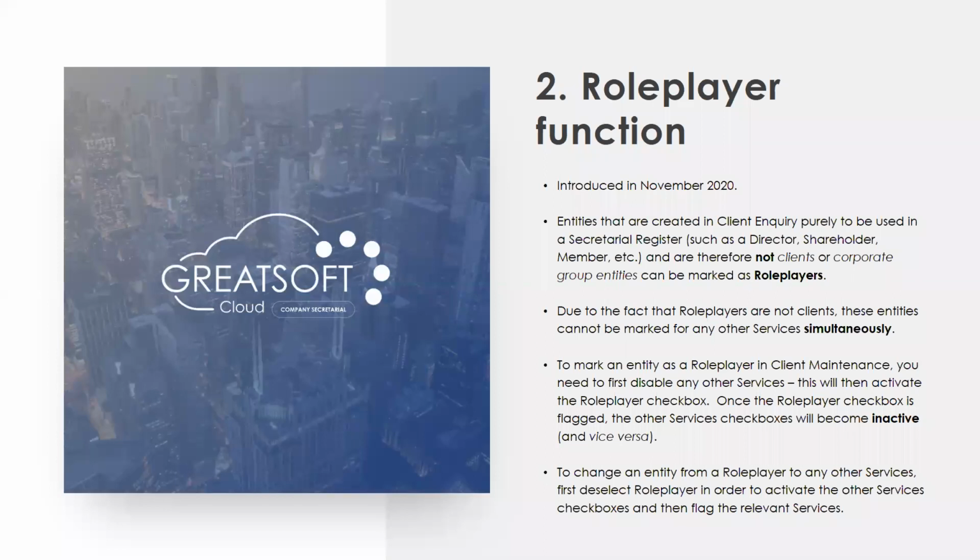And in order to do so, if you have to appoint a director, for example, or allot shares to a shareholder or a member, perhaps in a CC, for any kind of linking within that register, you always have to go and create those entities first within client inquiry in order to be able to link them in the registers. But obviously, as the name suggests, that is your client database, or if you're a corporate client of ours, that would be your group entities.